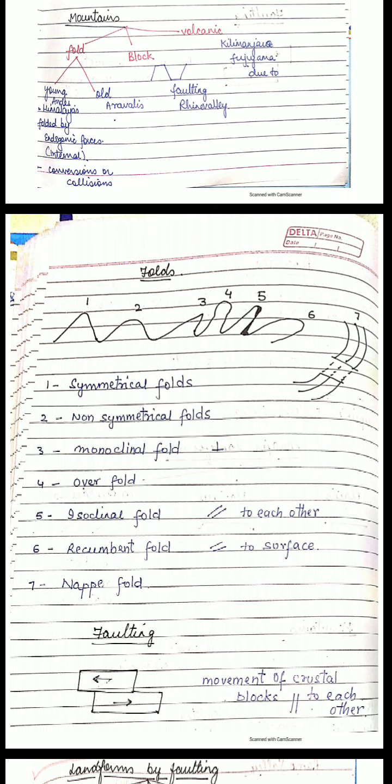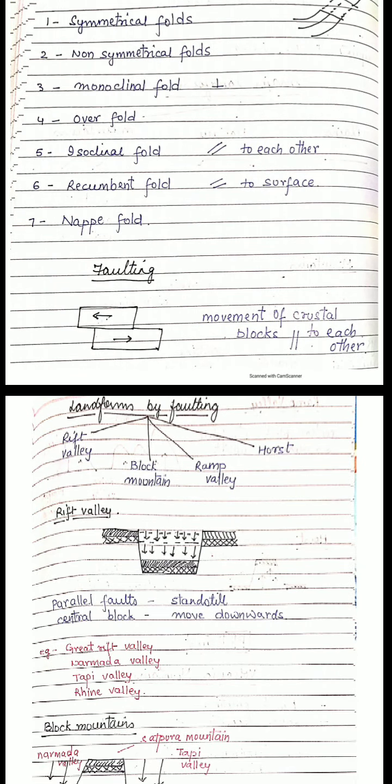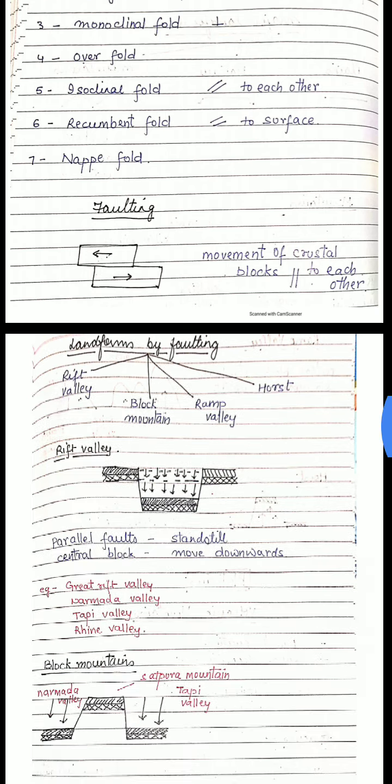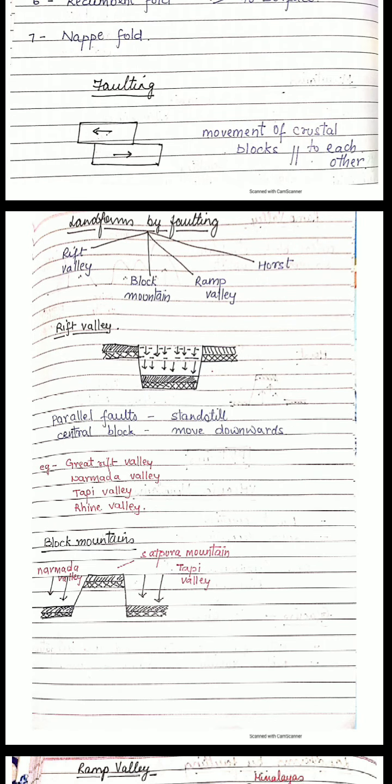So this is what fold is all about. How the fold mountains are becoming. These 7 are the reasons for that. If we have to talk about the next form of mountain, that is block mountain, we have to know the reason for that first. You can see this on the flow chart. Faulting is written. What is faulting?